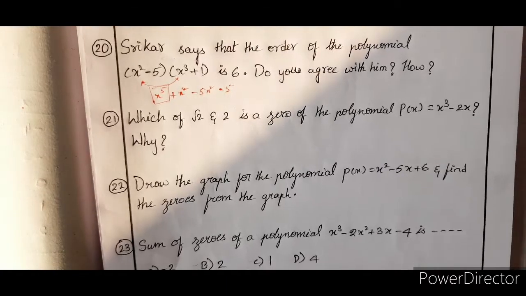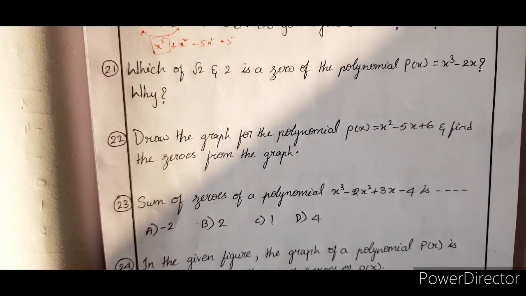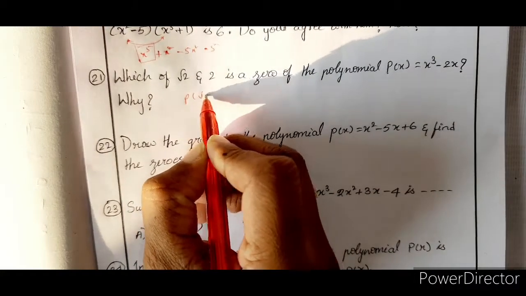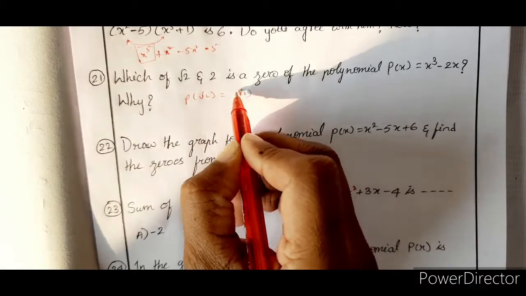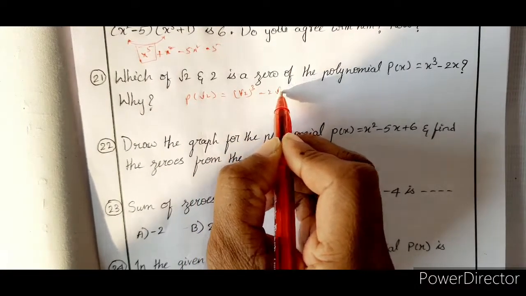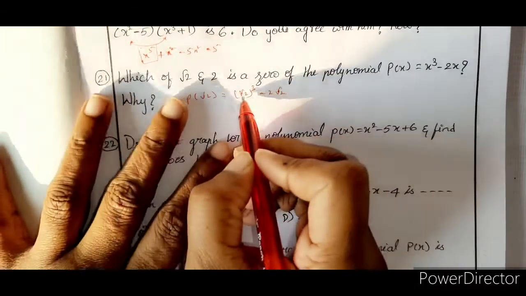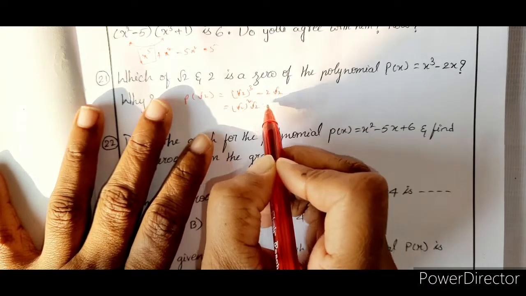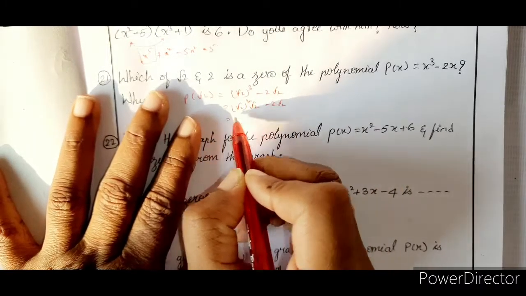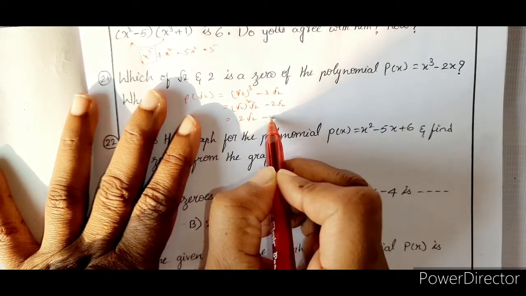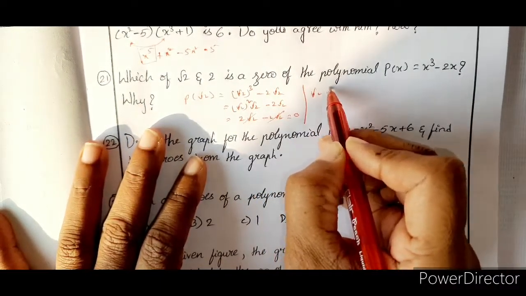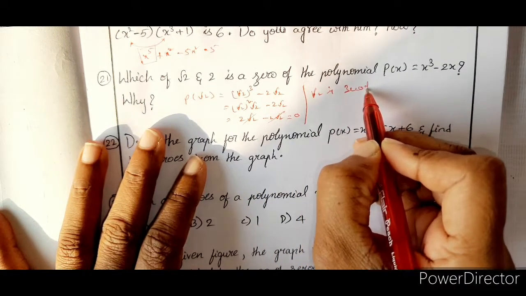Okay? Alright. So now which of root 2 and 2 is a zero of the polynomial? So we have to verify here itself. P of root 2 first find out. Root 2 whole cube minus 2 root 2. So root 2 whole cube means root 2 whole square into root 2, is it not? Root 2 whole square is 2. 2 root 2 minus 2 root 2 is 0. So therefore root 2 is a zero of the polynomial.